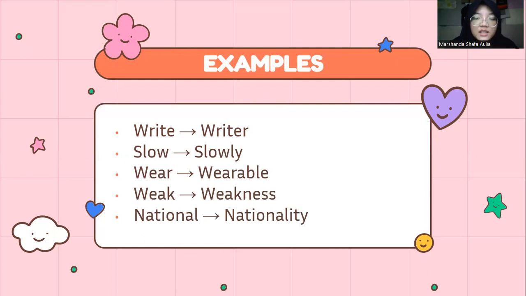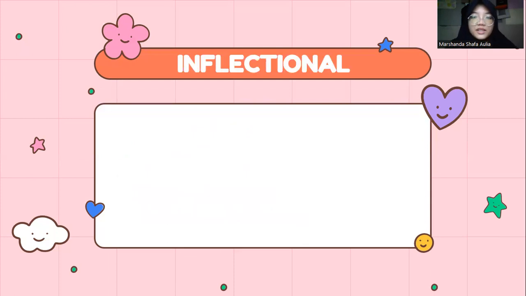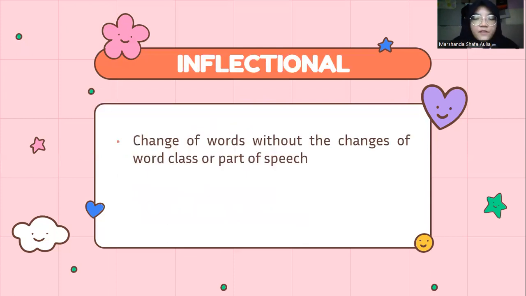So this is the change: if we add a suffix or prefix, it will change the part of speech of the word, or the word class. This is called derivational morphology. And we move to inflectional morphology. Inflectional morphology is the change of words without changing the word class or part of speech.